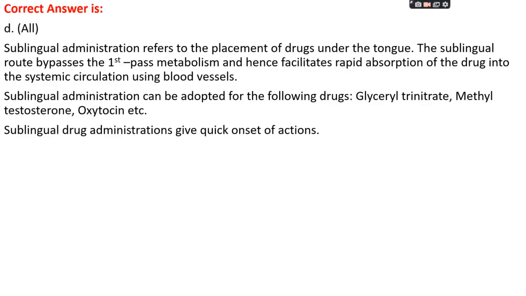Okay. Sublingual administration refers to the placement of the drug under the tongue, and this sublingual route bypasses the first pass metabolism and hence facilitates rapid absorption of the drug into the systemic circulation using blood vessels. Examples of sublingually administered drugs include glyceryl trinitrate, methyl testosterone, oxytocin, etc., and sublingual drug administration gives quick onset of action.